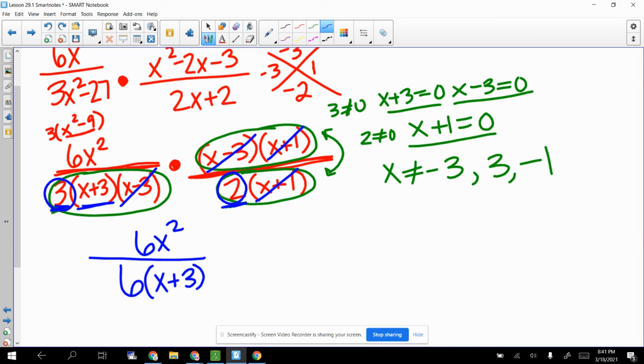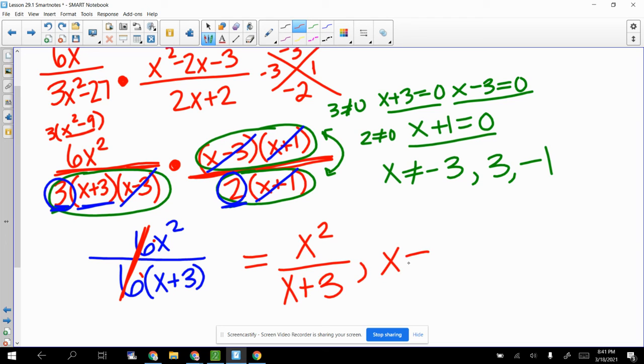Now, this one can actually go one step further because this is technically 6 times x squared and 6 times x plus 3. So those are two different things. So we can actually cancel those 6's. So your final answer should be x squared over x plus 3, where x cannot equal -3, 3, or -1.